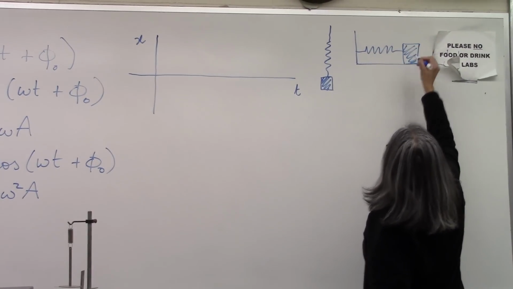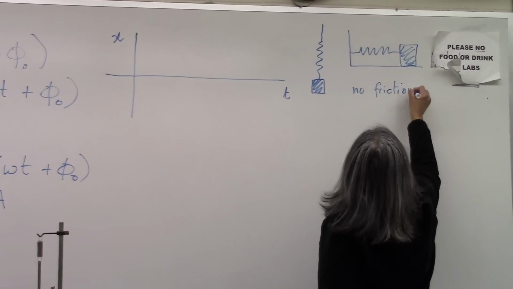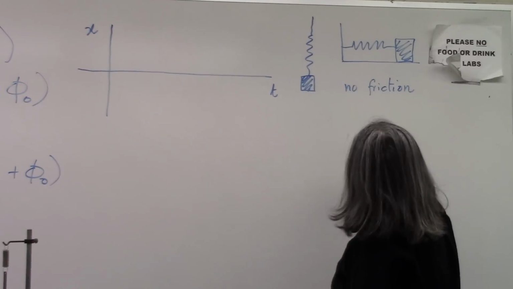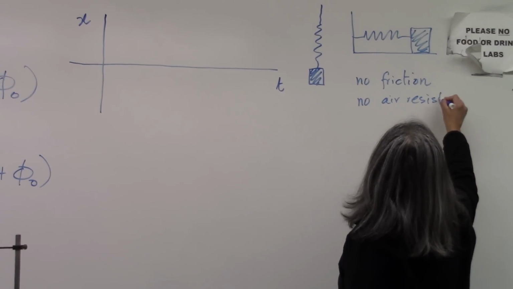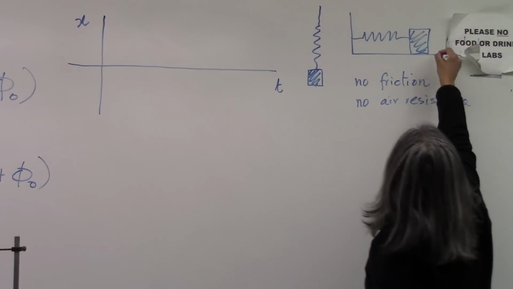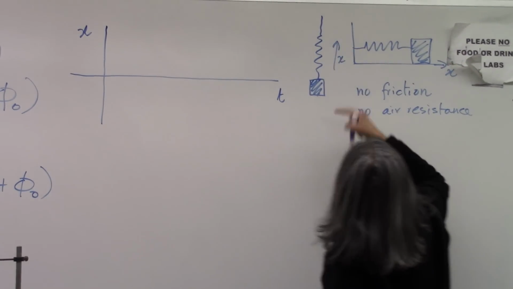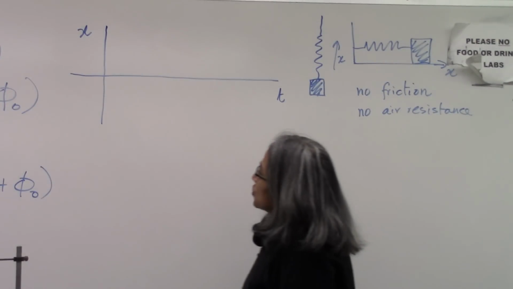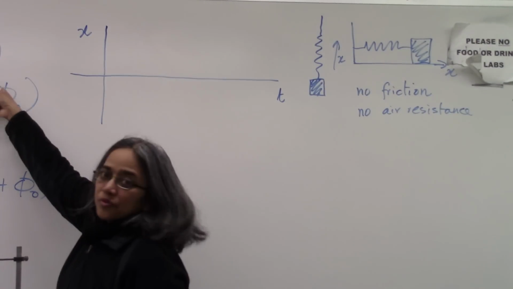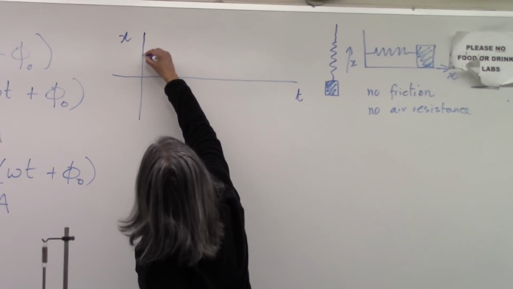And in either case, we're assuming no friction and no air resistance. In either case, the x-axis here is this way, the x-axis here is this way. So x describes where the mass is located. So let's say that for a particular value of the phase constant, the oscillation looks like this.